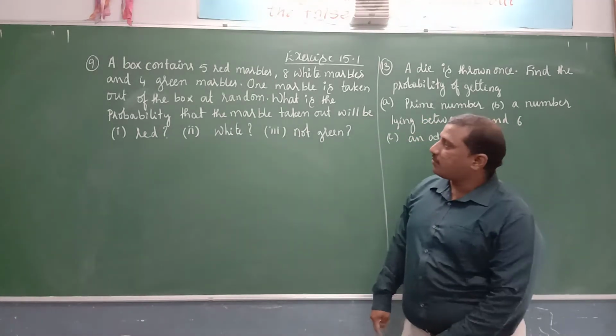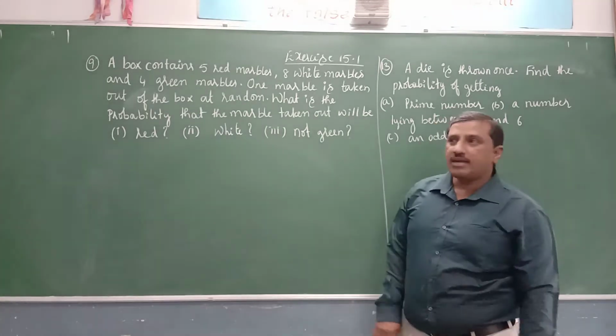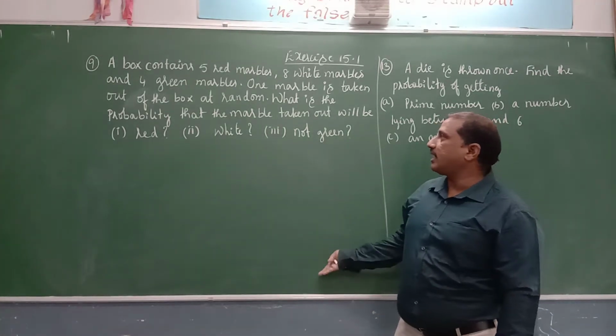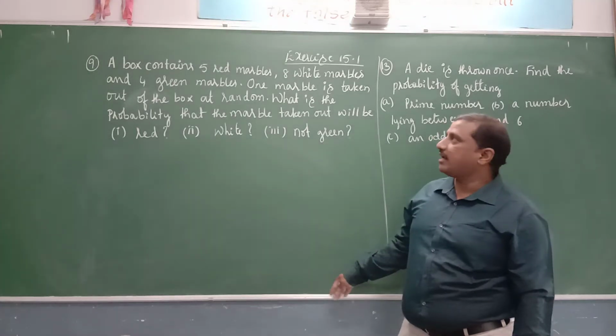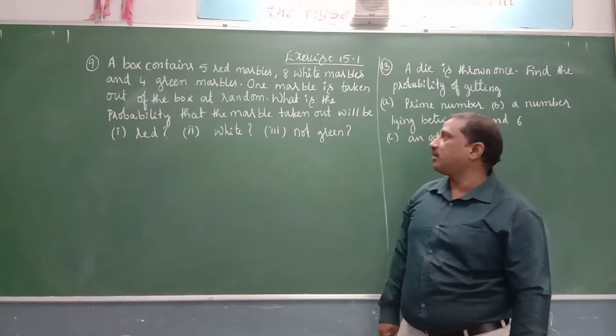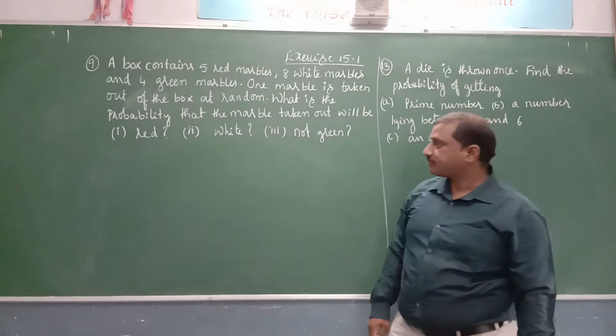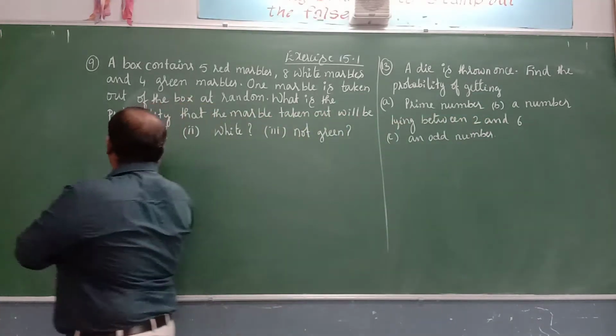If it is a red marble, what is the probability? If it is a white marble, what is the probability? If it is not green, meaning other than green, that is red and white marbles. So find the probabilities of these 3 cases. So now we will write the given data.